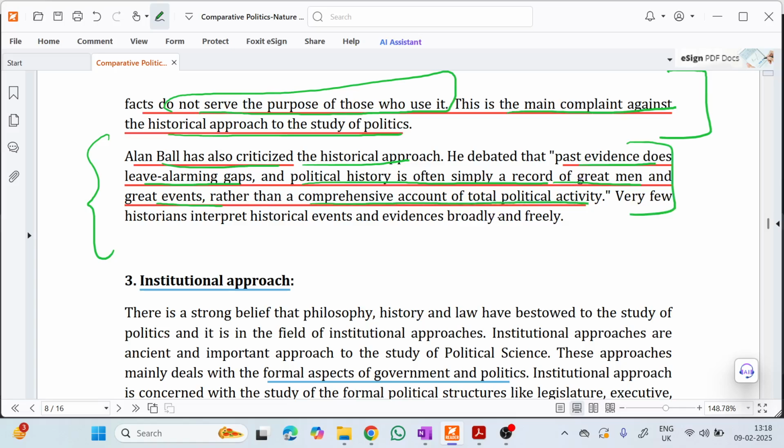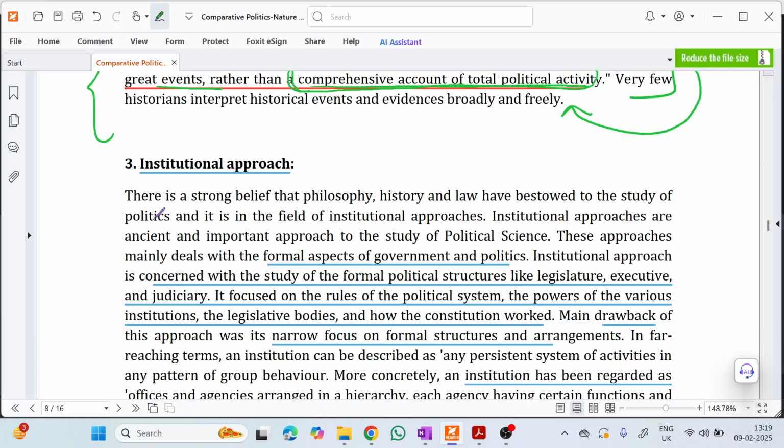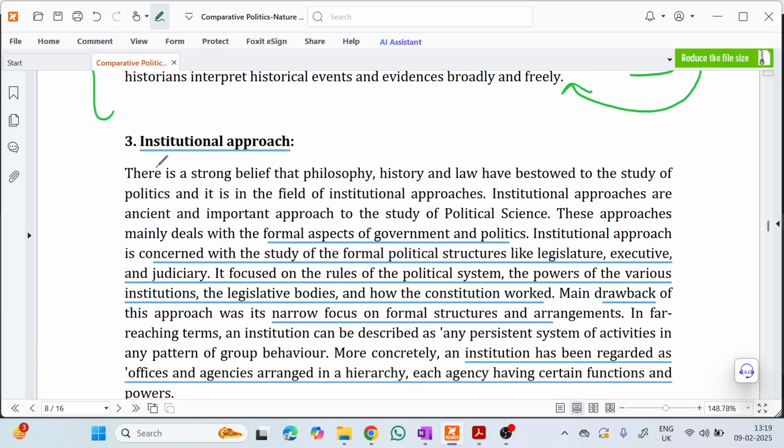So this is the third criticism: the historical records we see now, all of them record eulogies and achievements of war and conquest, but seldom talk about the actual political activity with the rigor and intensity of political acumen, which is missing from historical evidence. Now, let's proceed to the institutional approach.